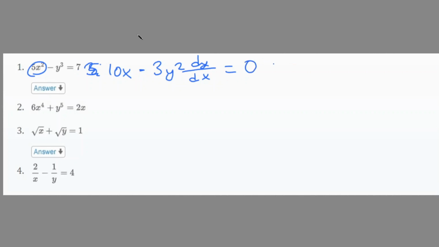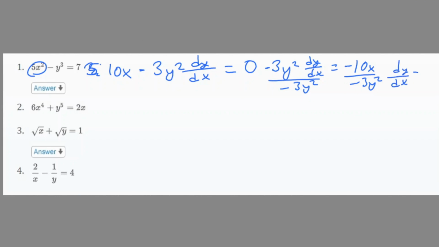So now we want to get them both separated. So we have negative 3y squared dy dx equals negative 10x. And now we divide by negative 3y squared on both sides. So we're left with dy dx equals 10x over 3y squared. And that would be your dy dx for that.